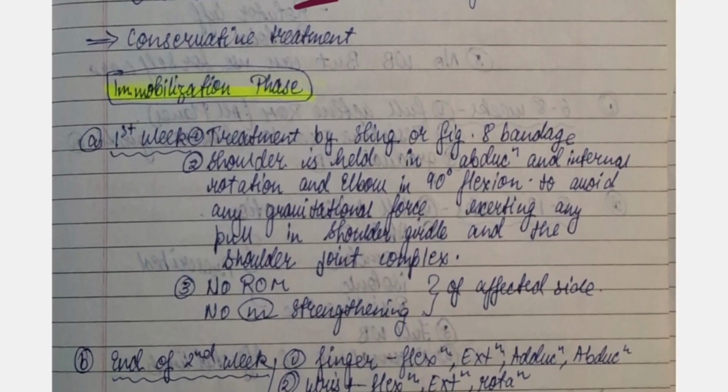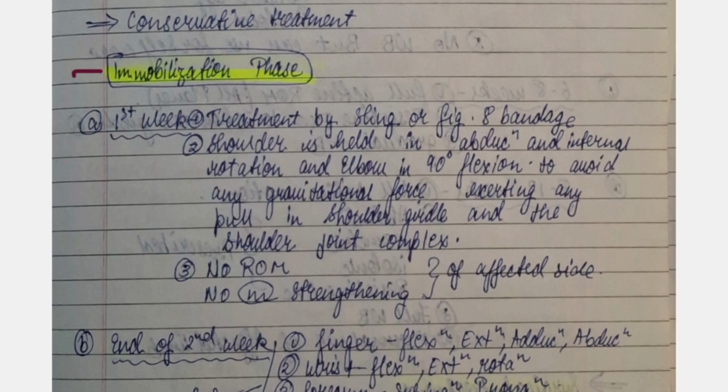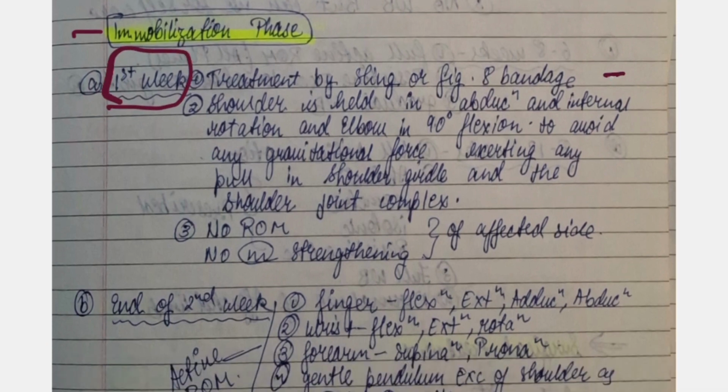Now for the conservative treatment, the immobilization phase, in the first week, treatment by sling or figure of 8 bandage should be done. Shoulder is held in abduction, internal rotation. Now do remember this, guys. Shoulder should be held in abduction and internal rotation, and elbow in 90 degrees of flexion to avoid any gravitational force exerting any pull on the shoulder girdle and the shoulder joint complex. There should be no range of motion, no muscle strengthening.